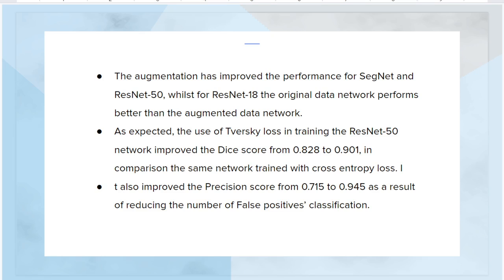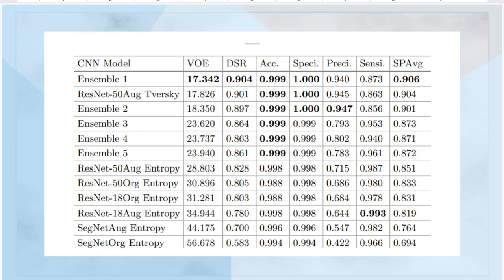As expected, the use of Tversky loss in training the ResNet 50 network improved the dice score from 0.828 to 0.901, in comparison to the same network trained with cross entropy loss. It also improved the precision score from 0.715 to 0.945 as a result of reducing the number of false positive classifications. This table summarizes the results of this paper.